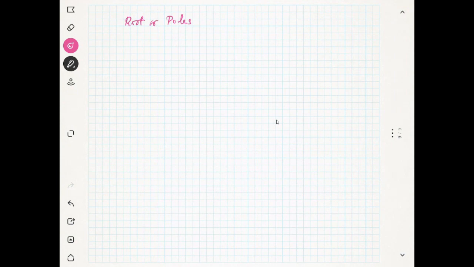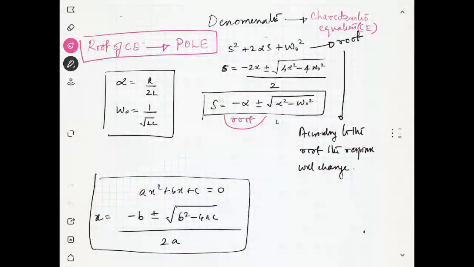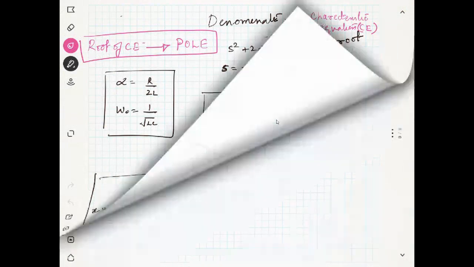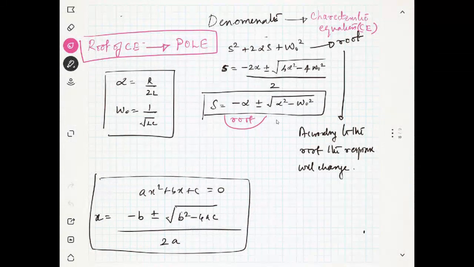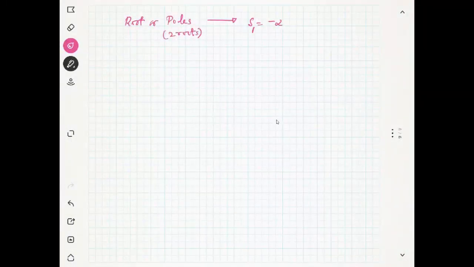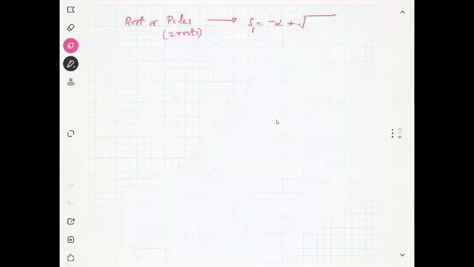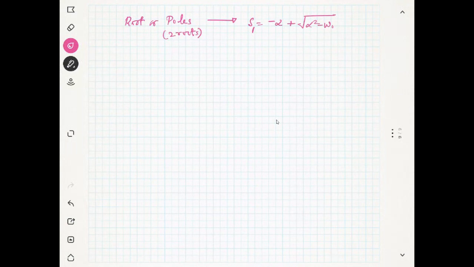Poles. There are 2 poles here. How many roots are there? 2 roots, right? So how many poles are there? 2 poles. So it's nothing but the root of this equation. My roots are S is equal to minus alpha plus or minus. That means S1, the first root, is minus alpha plus root of alpha square minus omega naught square. You understood? And S2 is minus alpha minus root of alpha square minus omega naught square.